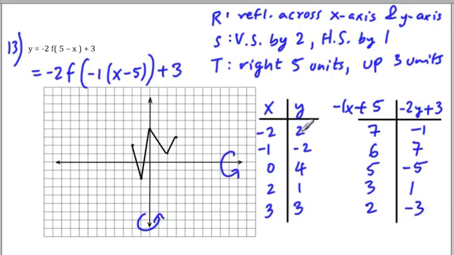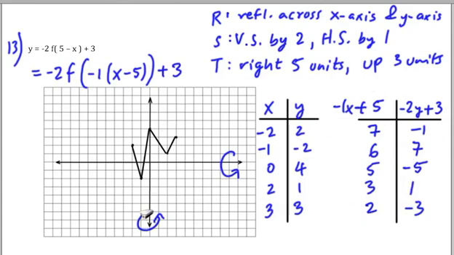Let me just check this one more time. Negative 4 plus 3 is negative 1. 4 plus 3 is 7. Negative 8 plus 3 is negative 5. Negative 2 plus 3 is 1. And negative 6 plus 3 is negative 3. Okay, great. So this is correct.